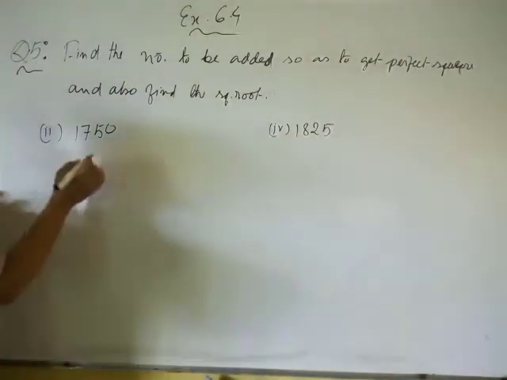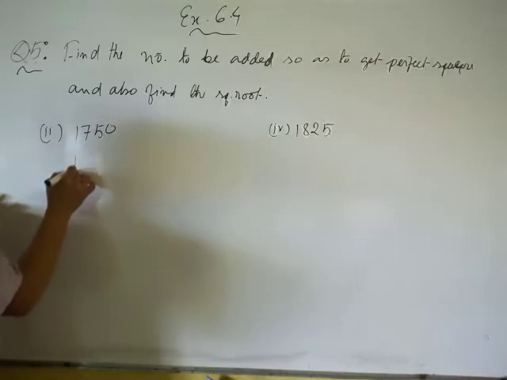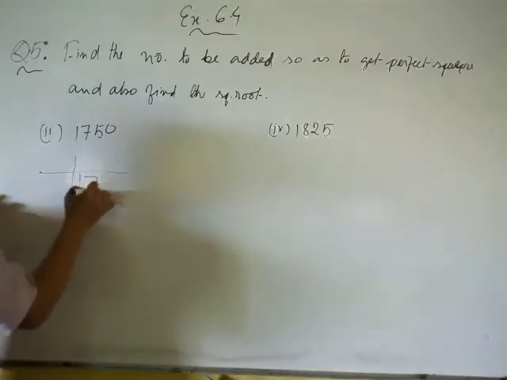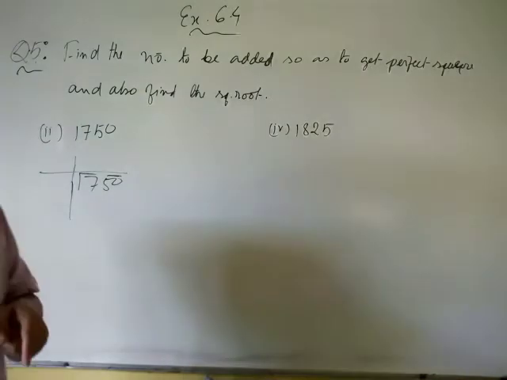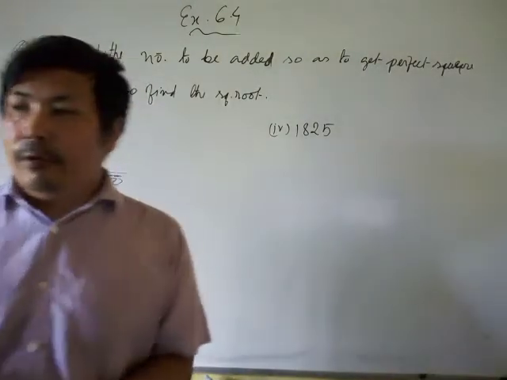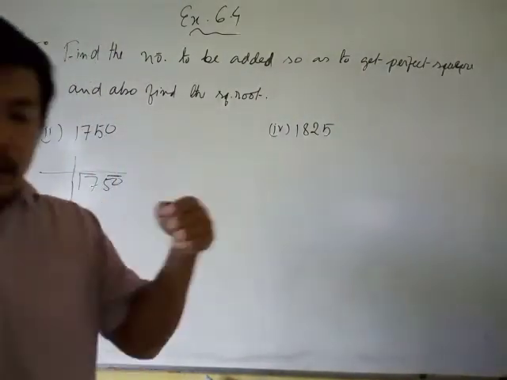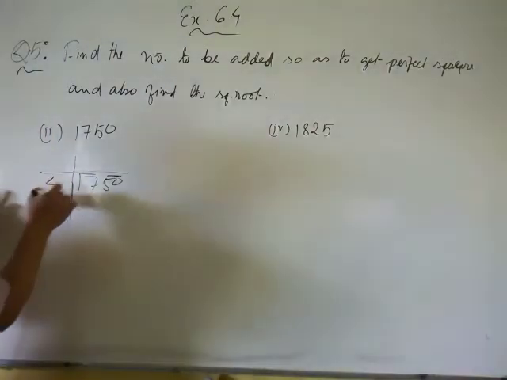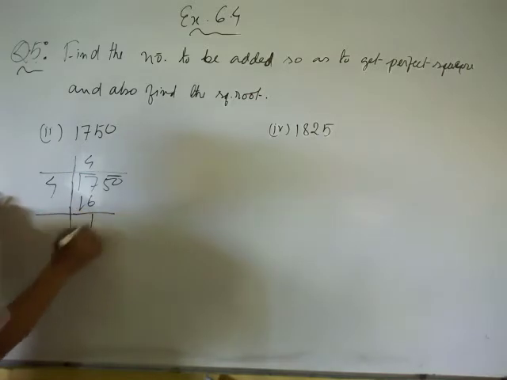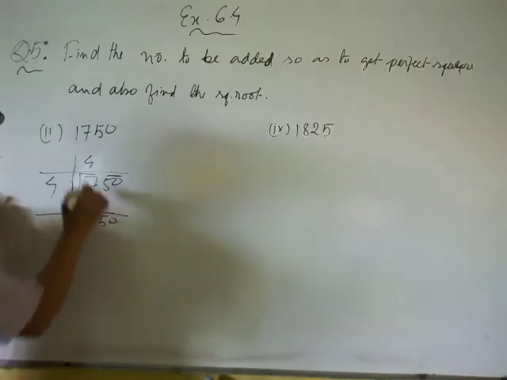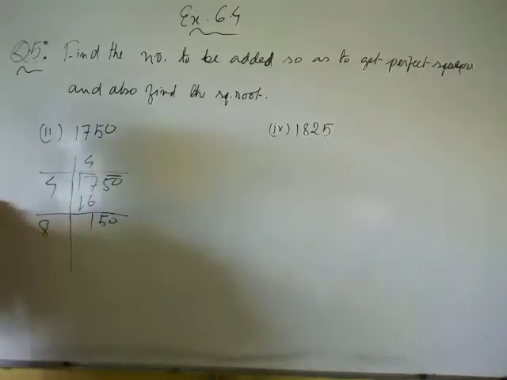Now, by the division method, we try to find the square root of this number, 1750. So we pair the digits: 17, 50. Which square number is near 17? It is 4, 4 is 16. 4 times 4 is 16, and 1 is the remainder. Then we bring down 50.